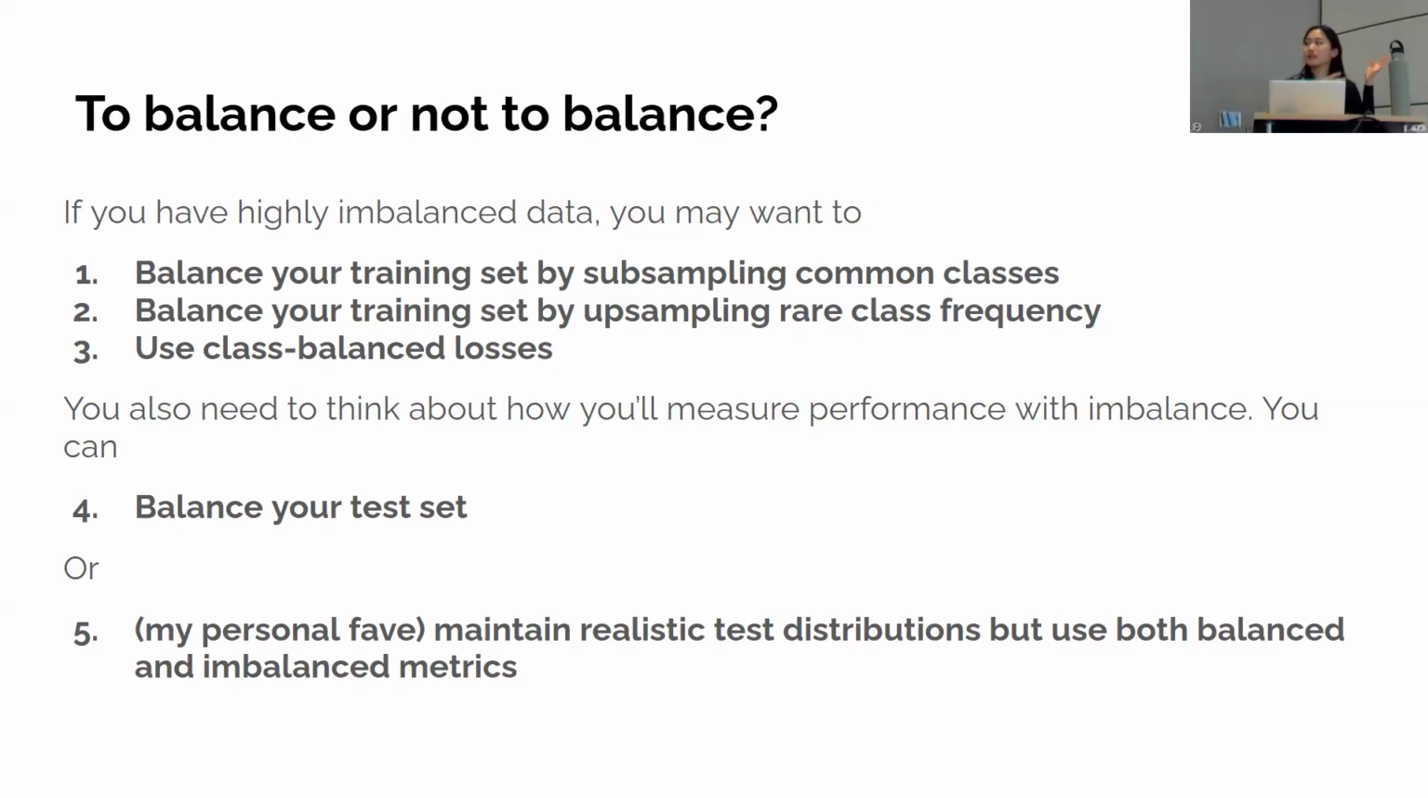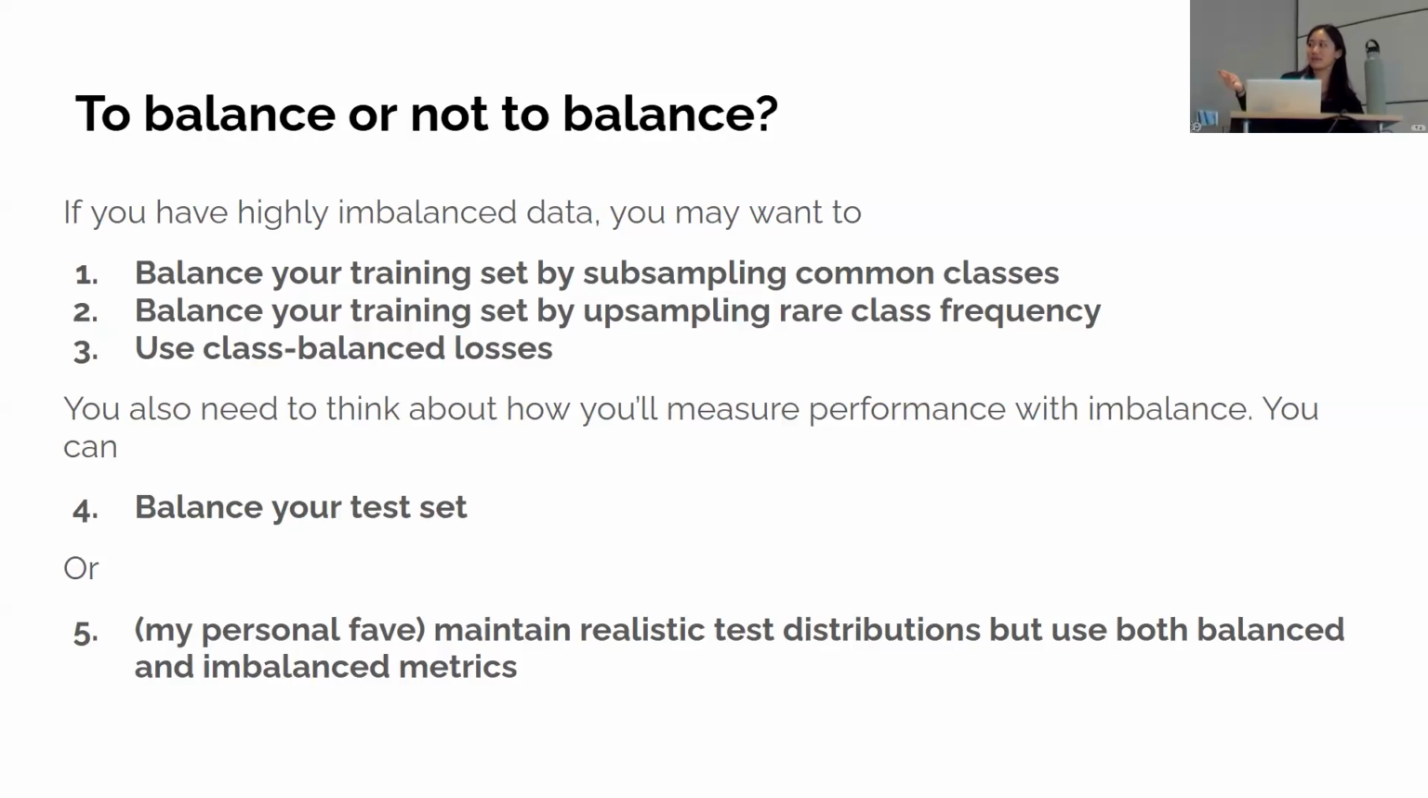So even if you have an imbalanced training set, you have a balanced test set, so your test set will kind of weigh every class evenly. Or another alternative, and this is Sarah's personal fave, also my personal favorite, is to maintain a realistic test distribution. So you don't really explicitly balance your test set, but have it be relatively realistic and reflective of the real world that you're testing in. But when you're evaluating your model, you use both balanced and imbalanced metrics.